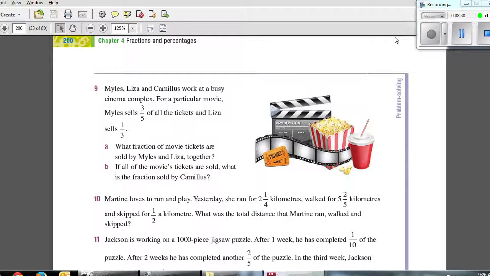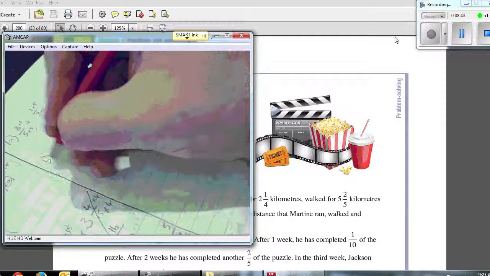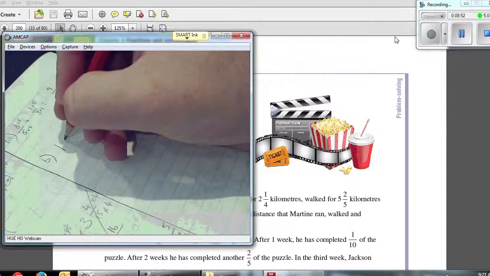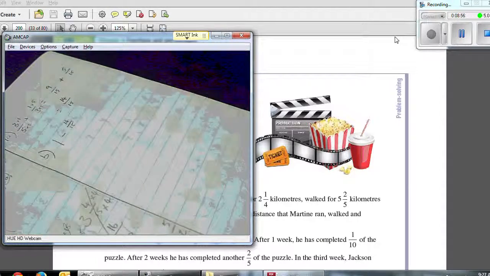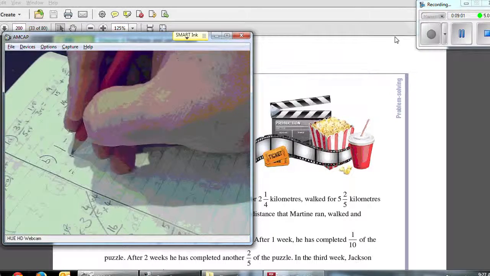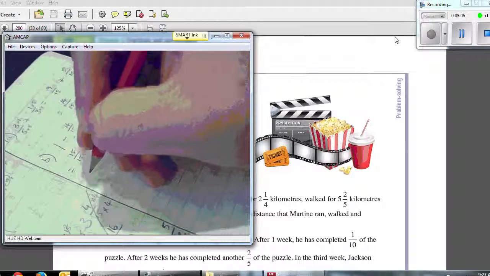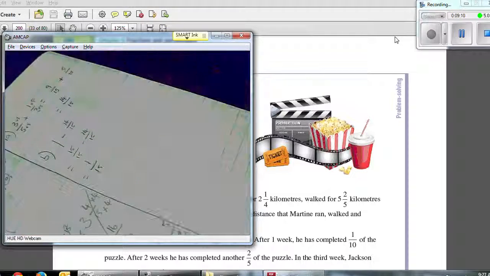Now the next question, B: if all of the movie tickets are sold, what is the fraction sold by Camillus? Okay, so B, obviously we need to take 1 whole minus 14 over 15. 1 whole is equal to 15 over 15. So Camillus sold 1/15 of the tickets.